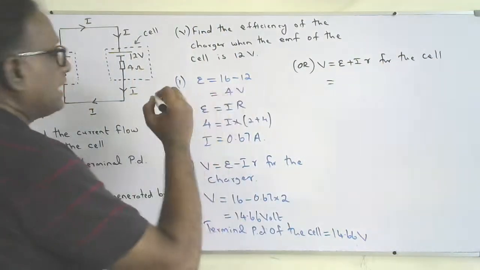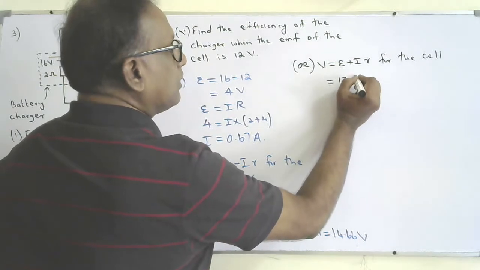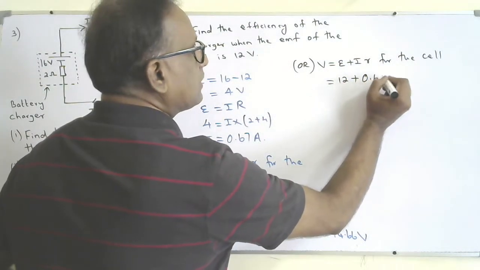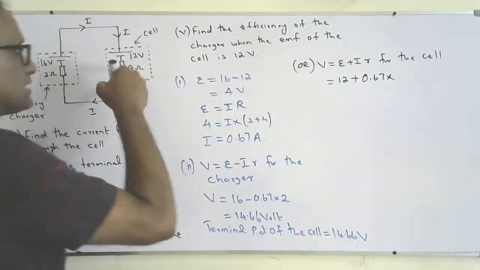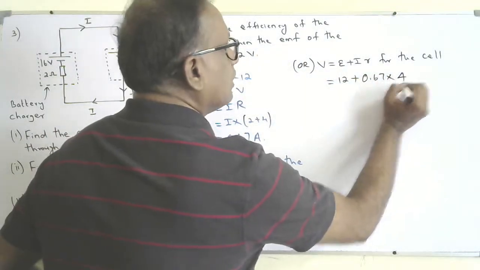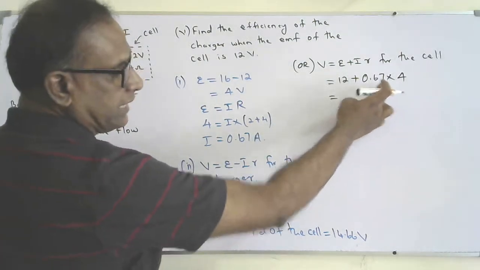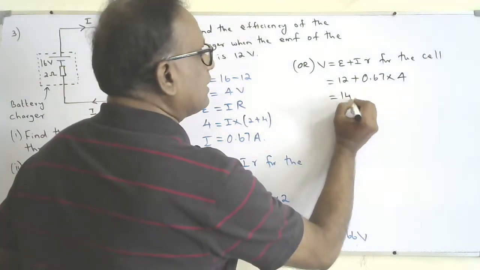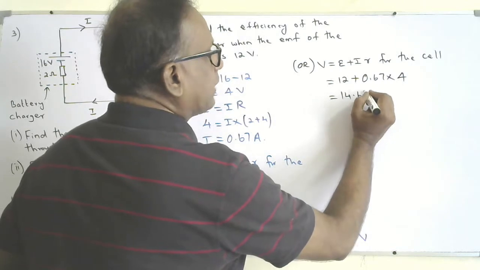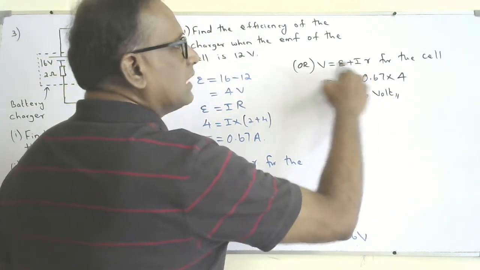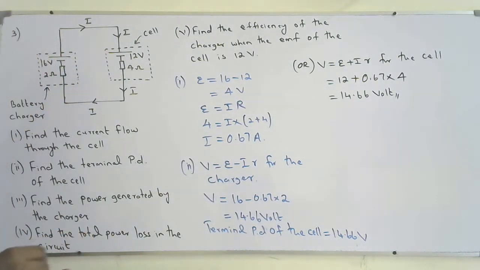So the EMF of the cell is 12 plus the current, 0.67, into the resistance of the cell, which is 4. You will get the same answer. Slightly it might vary because of the approximation in the current. So 14.66 or 14.67 you might get. But normally we don't use this in the Edexcel or Cambridge syllabus.